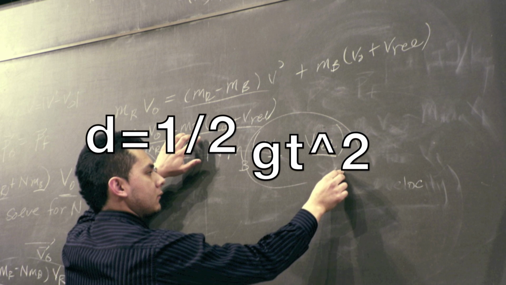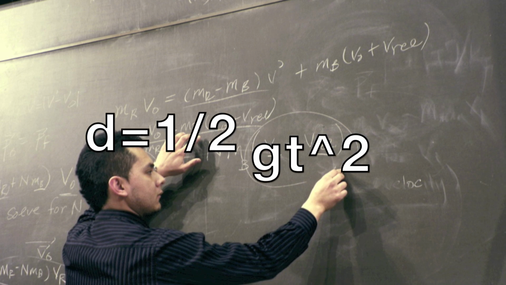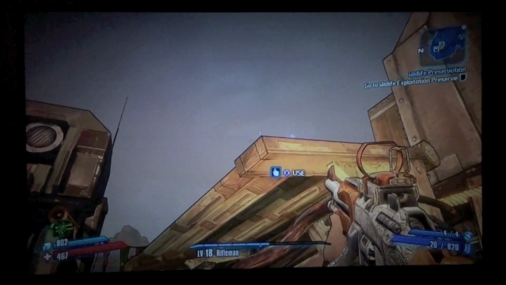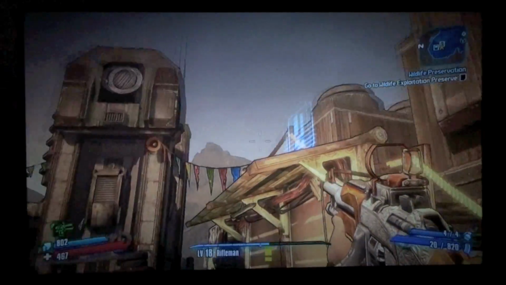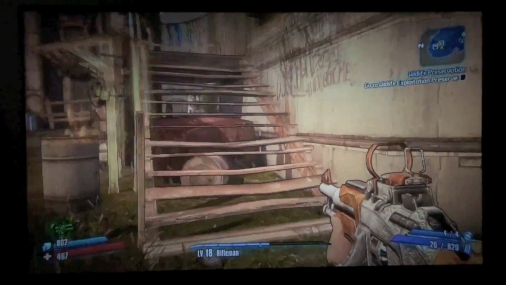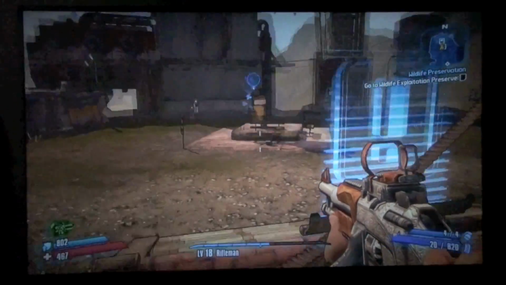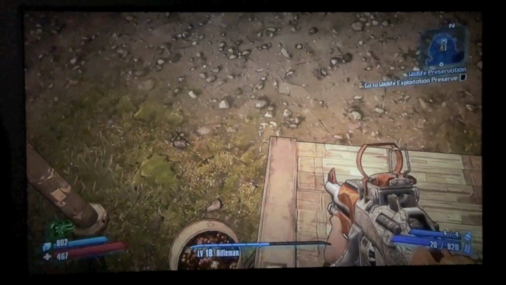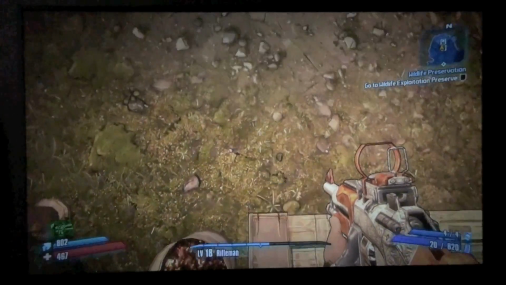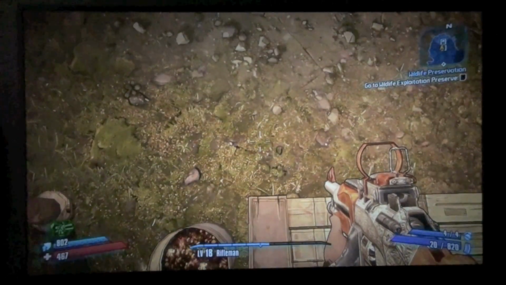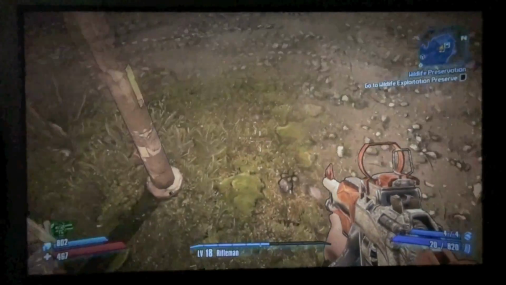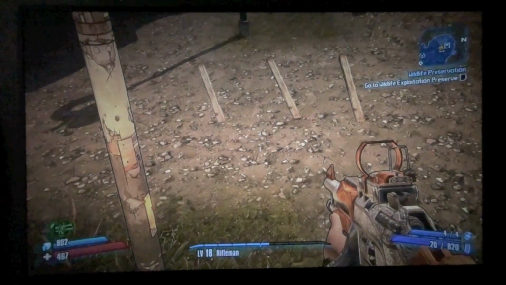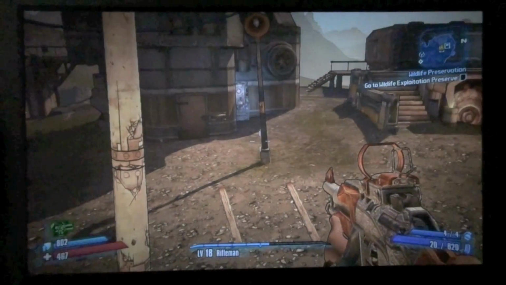So utilizing this equation, let's see if we can figure out what kind of gravitational forces we're dealing with in Borderlands 2. So I picked out a little ledge here that I deemed to be probably about 8 feet or so. And what I wanted to do is fall off of this object and figure out exactly how long it took. And then with that information, let's see if we can figure out what sort of gravity rules they are playing by here.